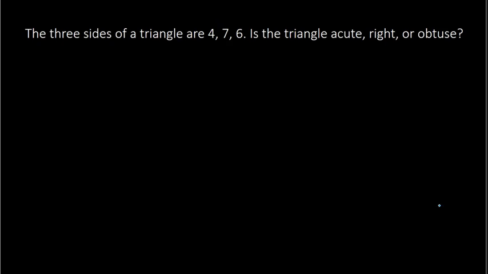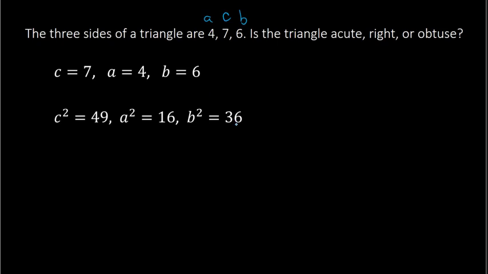One more example. What if the side lengths are 4, 7, and 6? Well, again, the hypotenuse, or the longest side, is going to be our c value. So 7, we will let be c, and then 4 and 6 can be a and b. So c is 7, a is 4, b is 6. And the question is, how does c squared compare to a squared plus b squared? Well, c squared is 49, a squared is 16, 6 squared is 36. So how does c squared compare to a squared plus b squared?